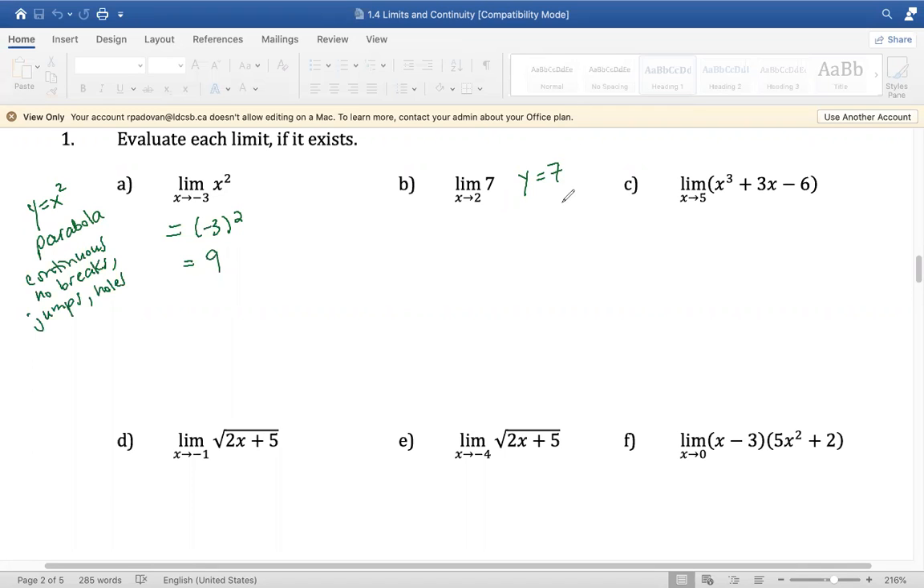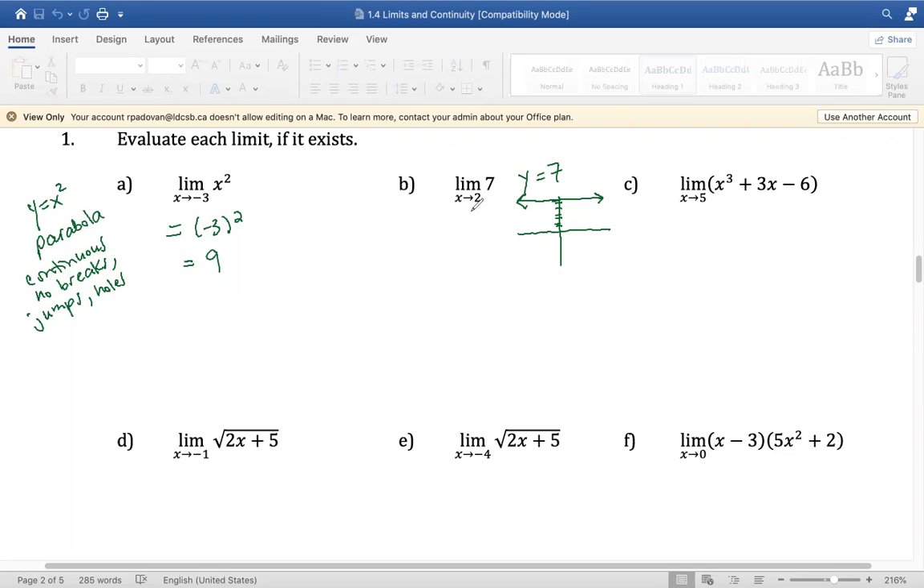Do you remember what that looks like if I was to graph it? 1, 2, 3, 4, 5, 6, 7 would be a horizontal line, right? At y equals 7, I have a horizontal line. So is there any breaks? Does it look discontinuous? Are there any holes or jumps or anything? It looks pretty continuous to me. So I should get an answer.